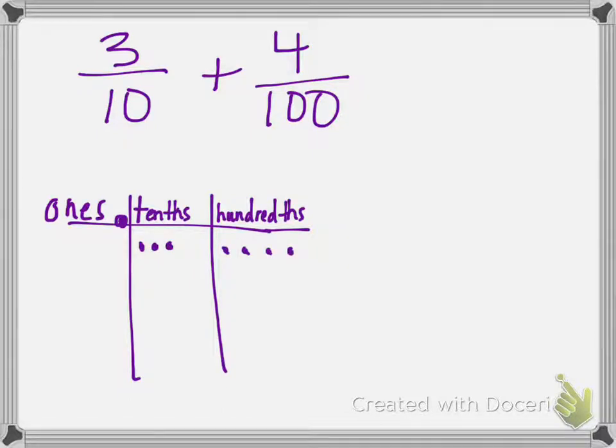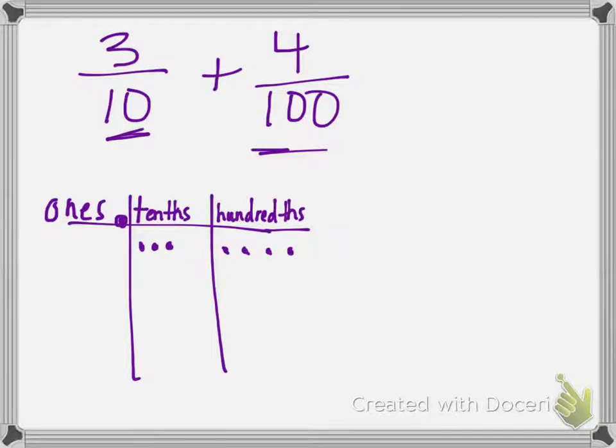So the question is, how do I add these? They have different units. Remember, if I had 3 girls plus 2 students, I can't add those because they don't have like units. I have girls, I have students. I can't add 3 girls and 2 students. But if I got the same units, then I could add them. If I turned those girls into students, I could add students plus students. So what should I do here?